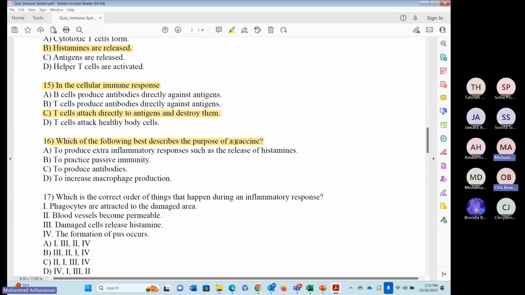Once you take the COVID vaccine, what happens? Sometimes we check the titer, the titer of what? Of antibodies. Correct. After vaccination, your blood has a certain amount of antibodies. So when we take the COVID vaccine, this vaccine stimulates our immune system to produce antibodies in the plasma.